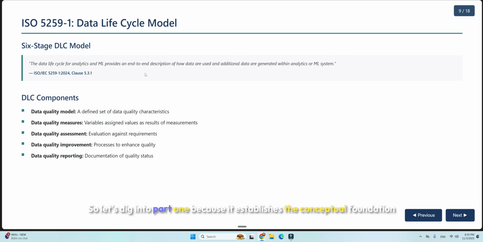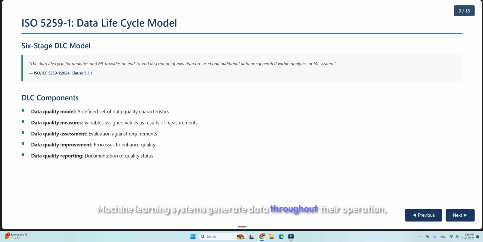So let's dig into part 1 because it establishes the conceptual foundation for everything else. Part 1 states the data lifecycle for analytics and ML provides an end-to-end description of how data are used and additional data are generated within analytics or ML systems. This is important. It's not just about the data you start with. Machine learning systems generate data throughout their operation, and that data needs quality management too.